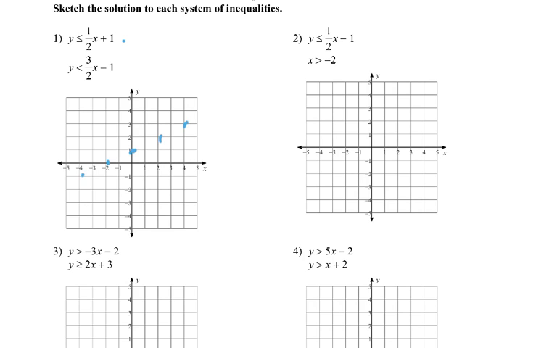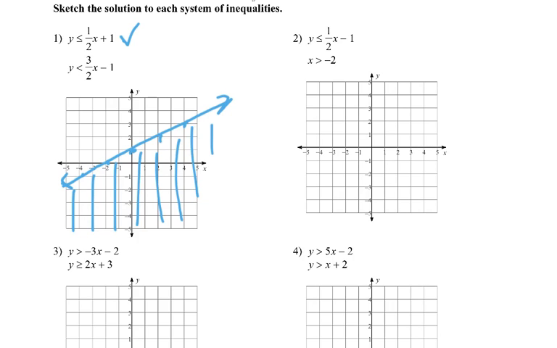Now remember, when we're looking at these, we've got to decide if this line here is solid or dotted. There's an equal to underneath, so it's solid. Then I look and say, okay, y is less than. Well, to make y less than, I'm going to have to go down, aren't I? So I shade that one, graphed that one.